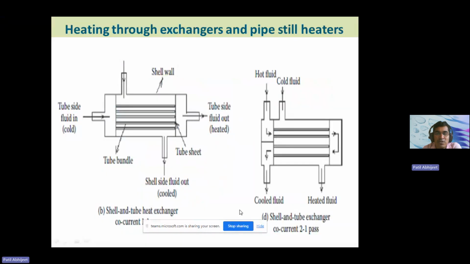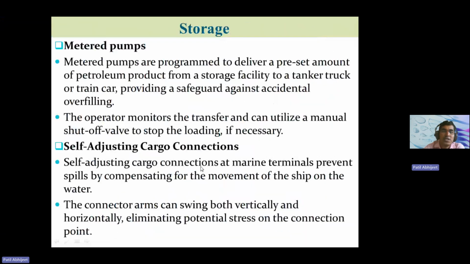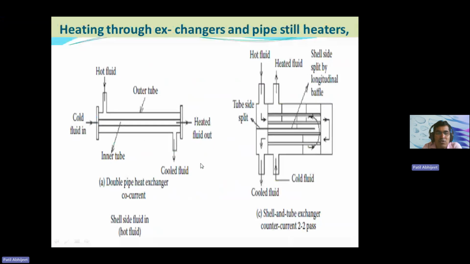The next concept is heating through heat exchangers and pipe still heaters. Any number of heat exchangers can be used, as we have studied various kinds: double pipe heat exchanger, shell and tube heat exchanger, U-tube type heat exchanger. All these can also be used for heating the crude oil up to its required boiling point temperature.